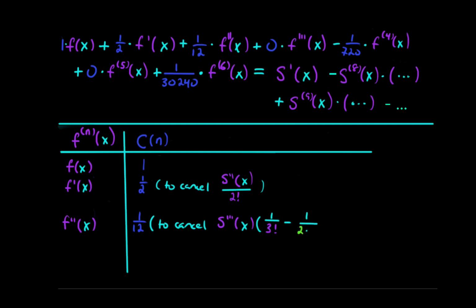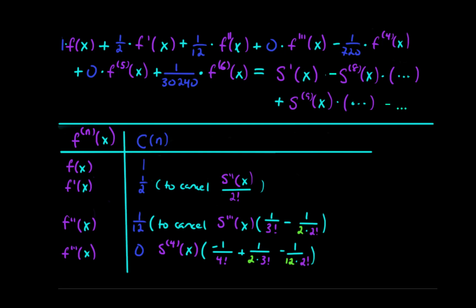And then for the term after that, the coefficient of f triple prime of x was just 0. And you may recall that we found that because the terms multiplying s4 of x, namely negative 1 over 4 factorial plus 1 over 2 times 3 factorial minus 1 over 12 times 2 factorial, those terms cancel out, that equals 0.